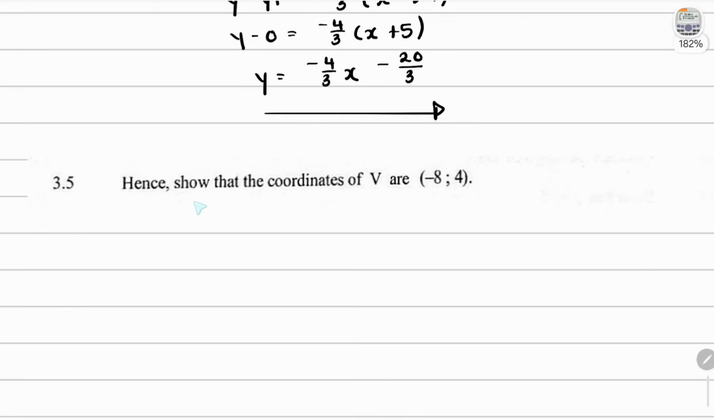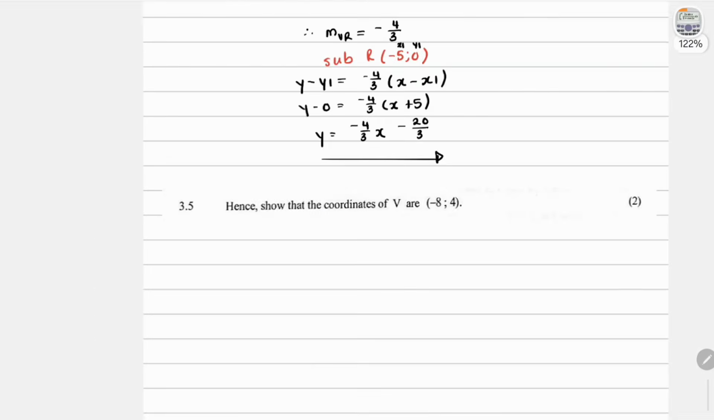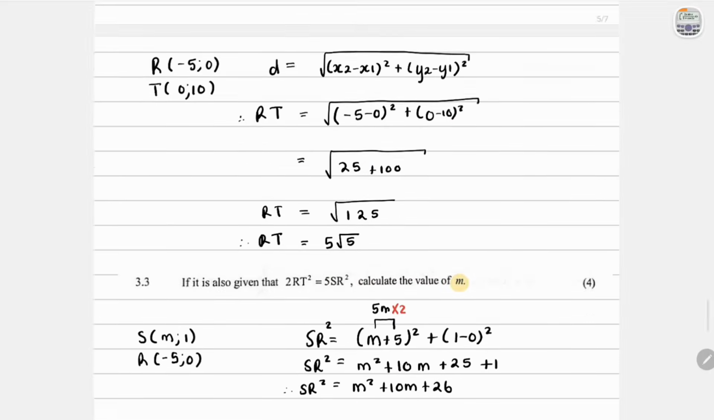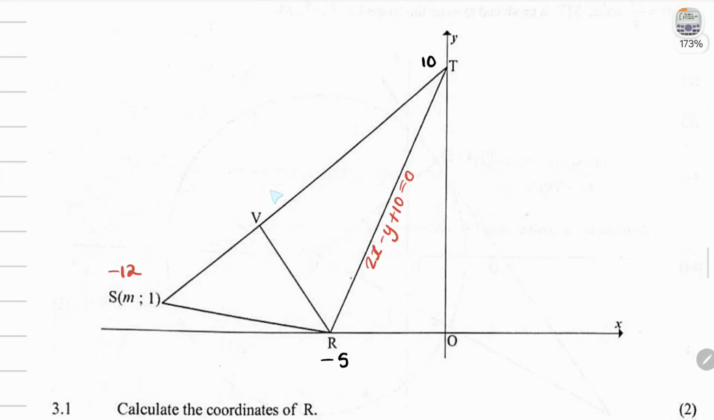Okay, the next question says, hence show that the coordinates of V are (-8, 4). So find V. Okay, so what do we know about that point V? Do you see that V is the point of intersection between this line ST and the line VR? We just got this equation. We already have the gradient here. So you can just find the full equation of this line ST first, and then use the fact that they intersect at this point. So we are going to make the equations equal. So equate the equations. Okay, let's go ahead and do that.